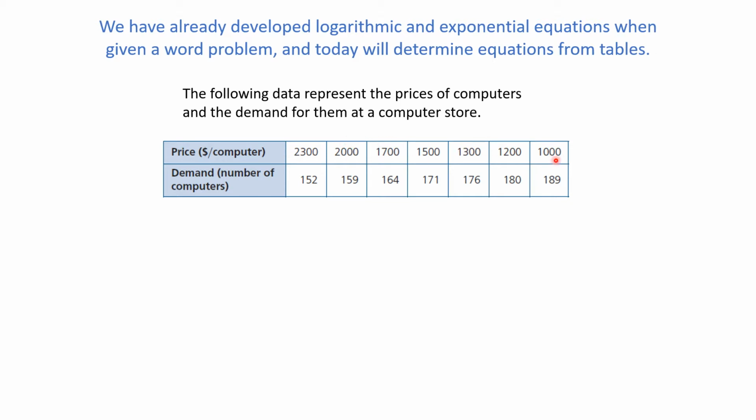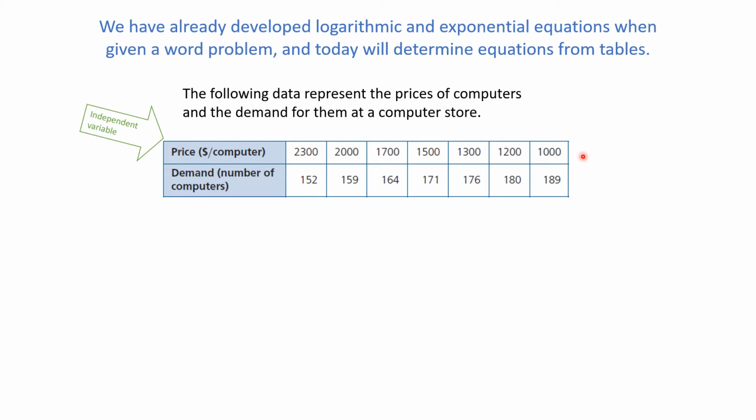The following data represents the prices of computers and the demand for them at a computer store. So here's the price of the computer and here's the demand, or the number of computers that they have sold. Of course, the larger the cost, the fewer the sales. When they lower the cost, they sell more. Now, there's different features and all that kind of stuff involved there, but that makes sense, right? The more expensive something is, the fewer you're going to sell.